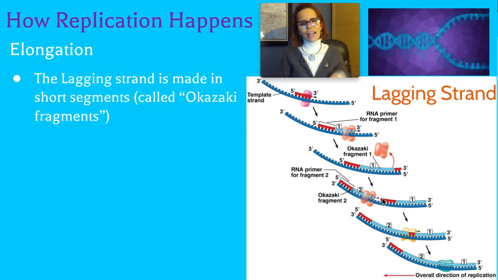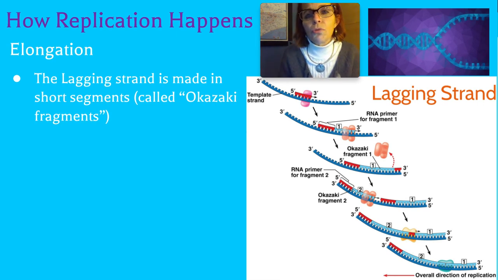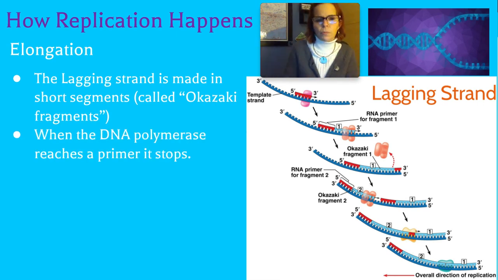But in the meantime, a new section of DNA has opened up. So a new primase attaches a new primer, and a new DNA polymerase has to copy that section behind the section that it copied. So forth and so on. Each of those little sections that it's copying are called Okazaki fragments, named after the scientist who figured out what was happening in this process.